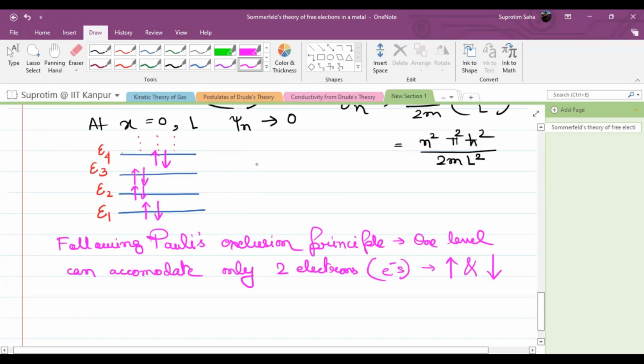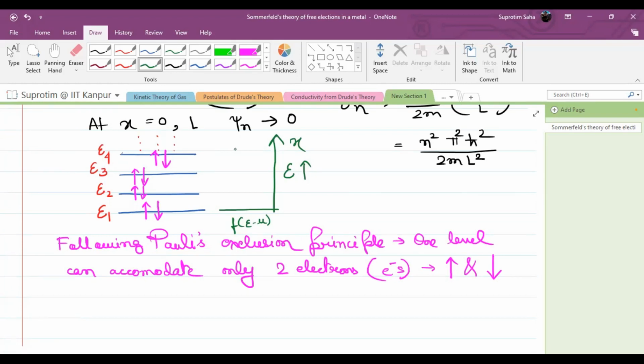So if you plot the Fermi-Dirac distribution side by side to it, it will look like this. Your y-axis is tilted. This is your x-axis, this is your energy axis, and this is your Fermi-Dirac distribution. Up to this energy level, let's say up to E4, the electrons in that level are fully filled, up to a saturation point. So the occupancy level up to this point will be 1, and this is fairly easy to see.